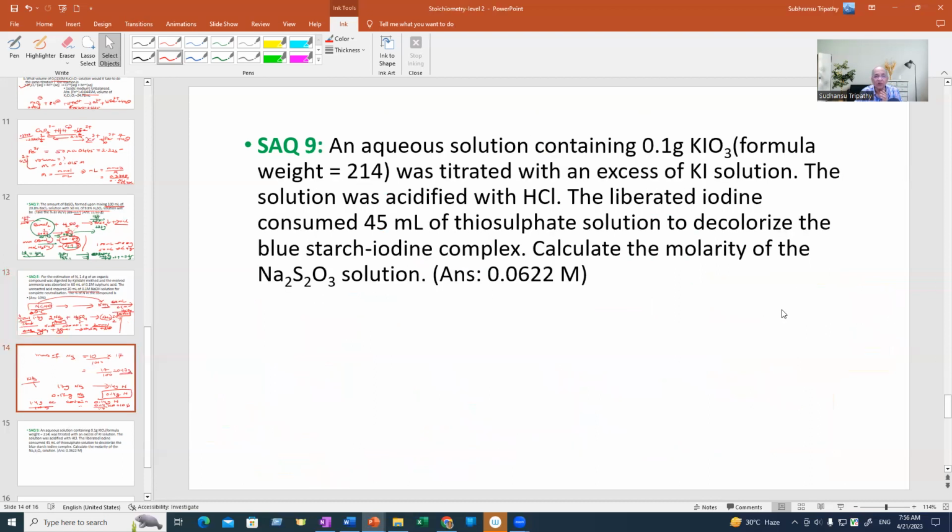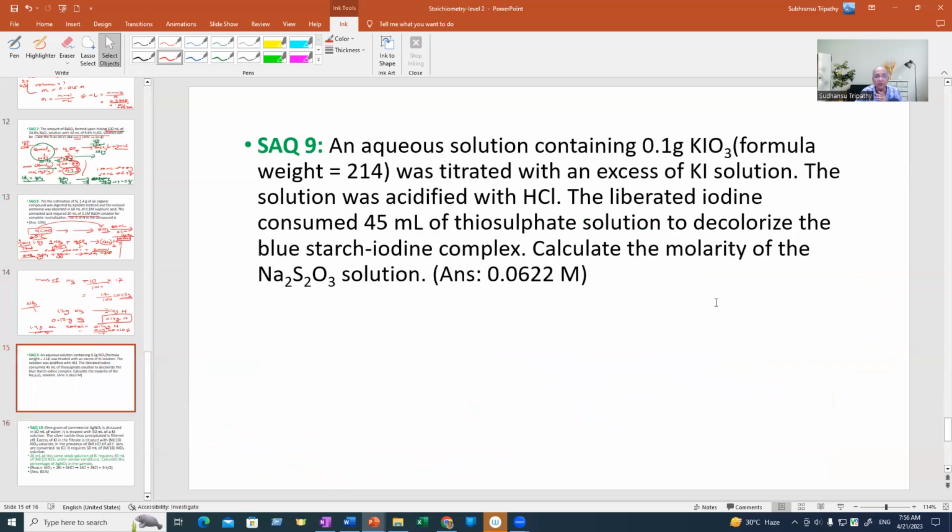So it is the last one which I am leaving you. This one, you can do it. It's a very interesting problem. It is an easy one, but you have to write down: an aqueous solution of KIO3 has a mass given. It is a solution. It has a mass given, doesn't matter.